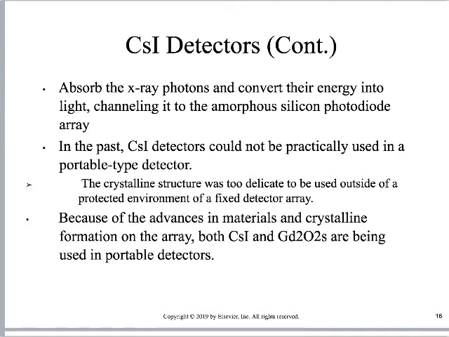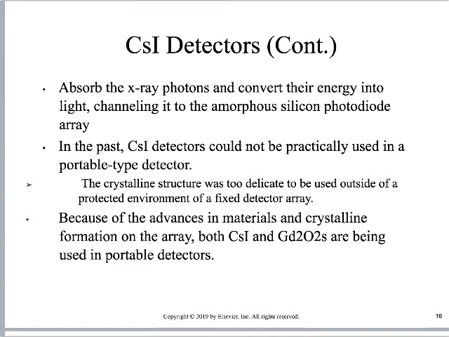In the past, these cesium iodide detectors could not be practically used in portable detectors. Why? Because they were that fragile, right? They were that brittle. It is not designed to exist outside of a very highly protective environment, right? We are making advances in this material that would allow us to use it, right?